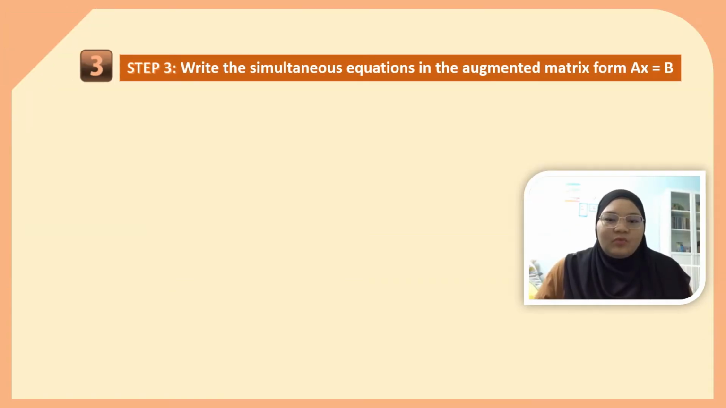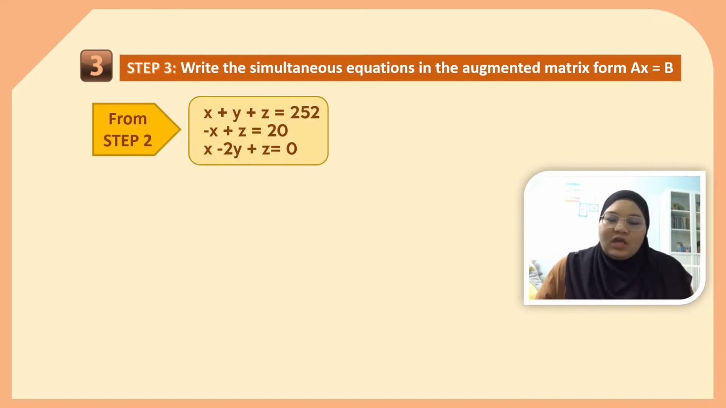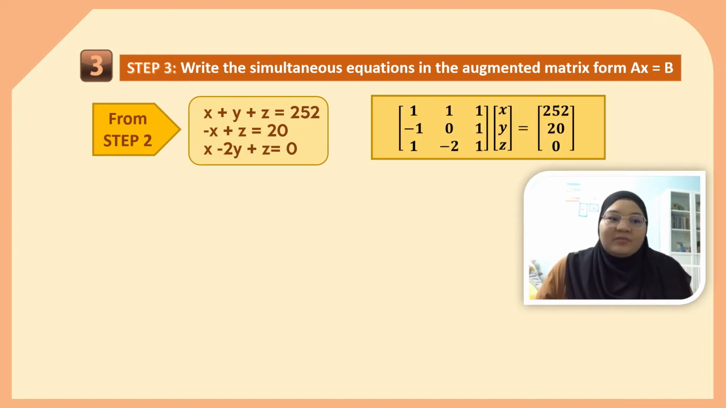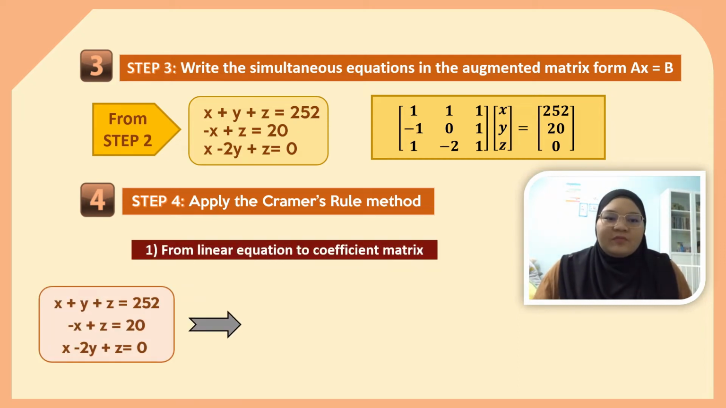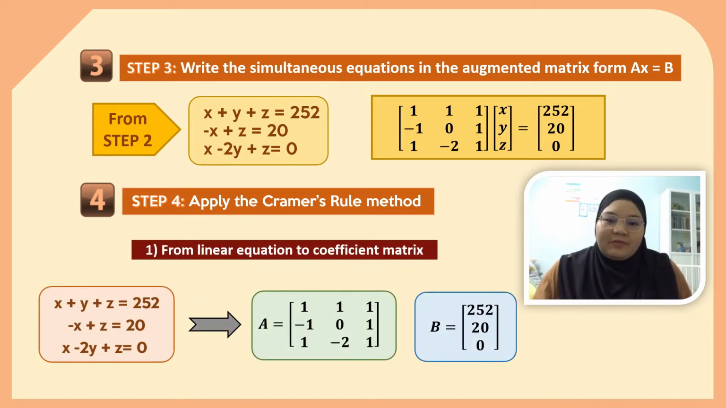The next step is, after we recognize all the equations, we can see that the equations we formed are simultaneous equations. In order to proceed with solving this problem, we need to write the simultaneous equations into the augmented matrix form first. The augmented matrix form is a matrix form AX equals B. Therefore, we need to apply the Cramer's Rule method. But first, before we apply Cramer's Rule, we need to find the coefficient matrix from the linear equations or augmented matrix, which we had done before.